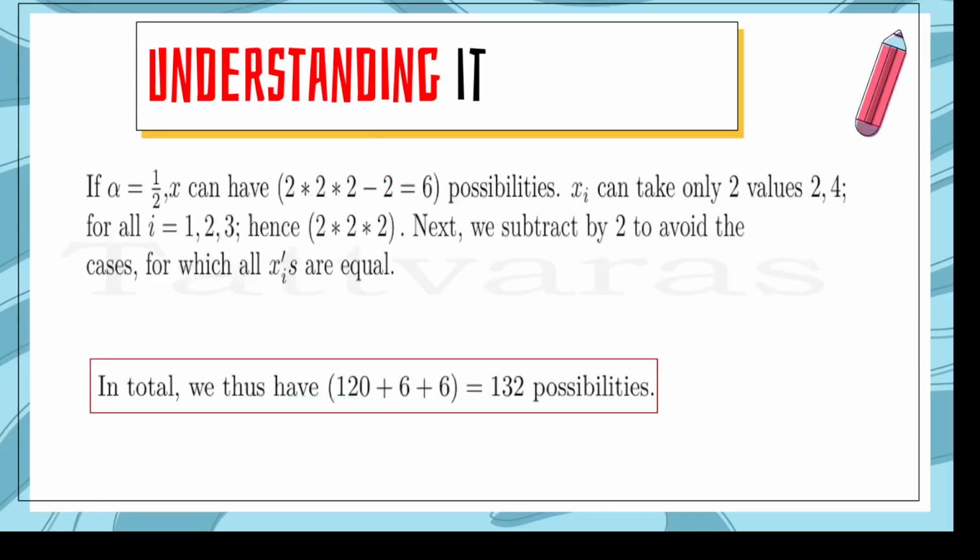Similarly, for alpha = 1/2, the case is similar, the only change being that xi will now take 2 and 4 instead of 1 and 2. And thus the total number of possibilities is 120 + 6 + 6, which is equal to 132.